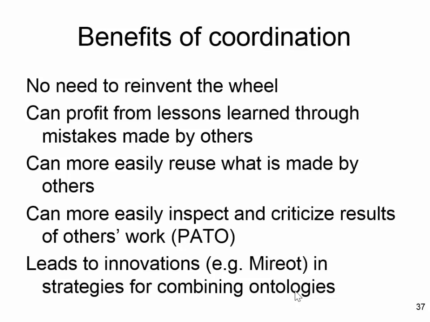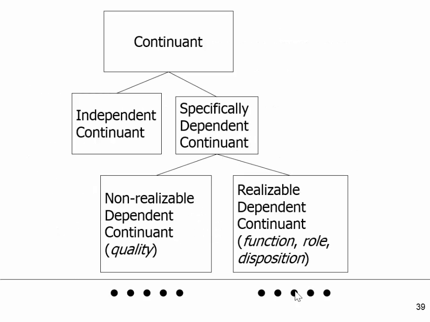It can also lead to innovations. So if lots of people are using the same framework and some of those people discover improvements, then everyone has a better chance of taking advantage of those improvements because they're sharing the same framework. We're starting to move down the hierarchy. We have what we now call specifically dependent continuants.